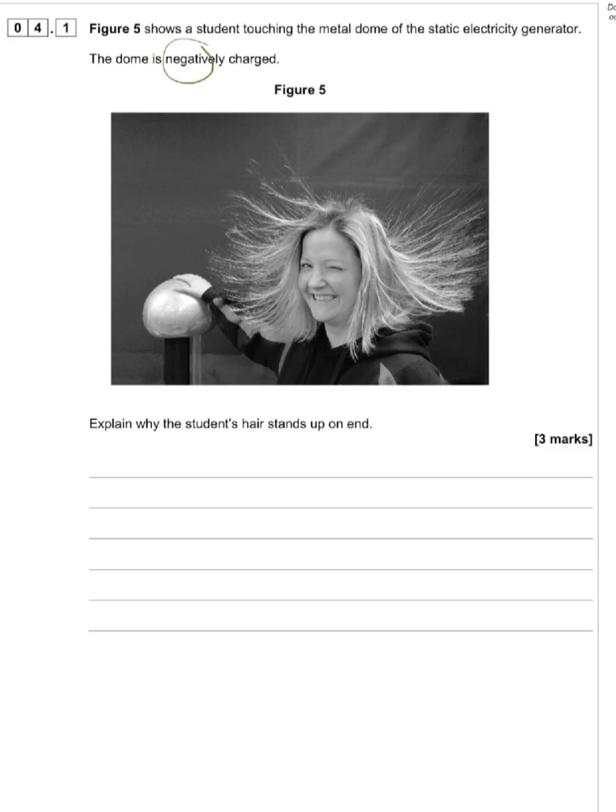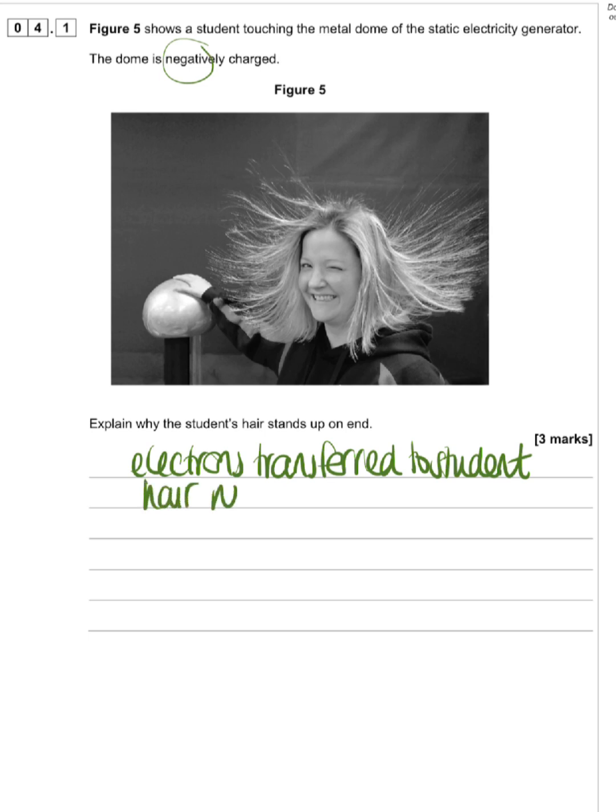Now, because the student is in contact with that, what that means is that the negatively charged electrons on the dome will be transferred to the student. And because those electrons have been transferred to the student, that means that the student and her hair is negatively charged.